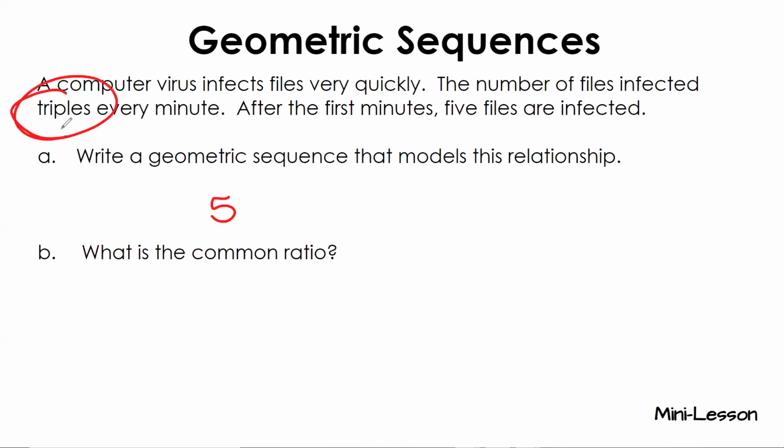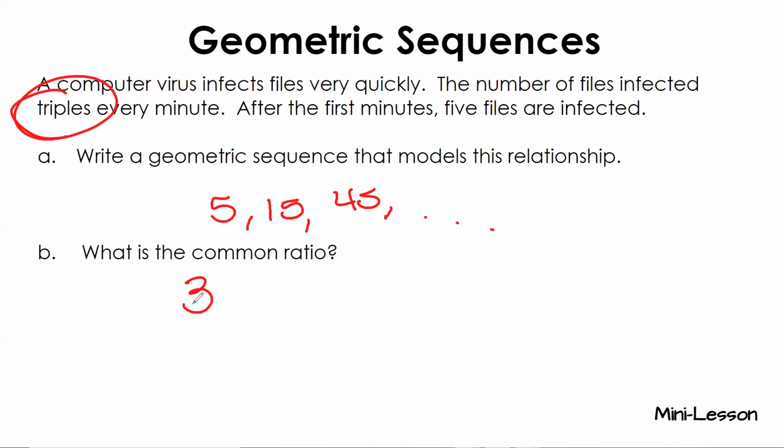And then it says it triples. What are we going to do? Multiply by 3. So 5 times 3 is 15. 15 times 3 is 45. 45 times 3 is 135. But we could keep going, right? So what's the common ratio? What are we multiplying by? 3.